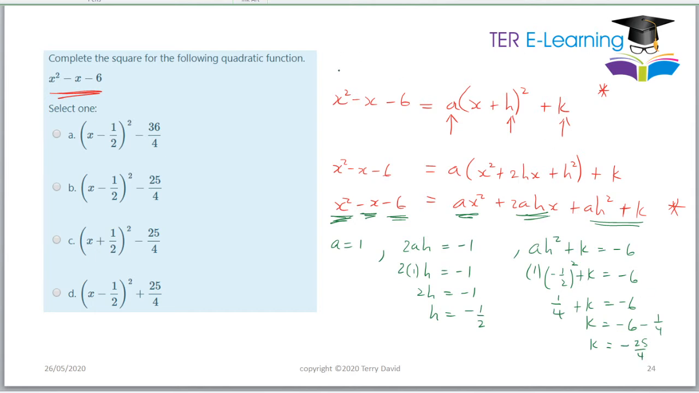Therefore we can write x squared minus x minus 6 as, you don't need to write the 1 because a is 1, x plus h, so it's x minus a half, squared, minus 25 over 4. All right, so the answer is actually B in this particular case. So this is B here.